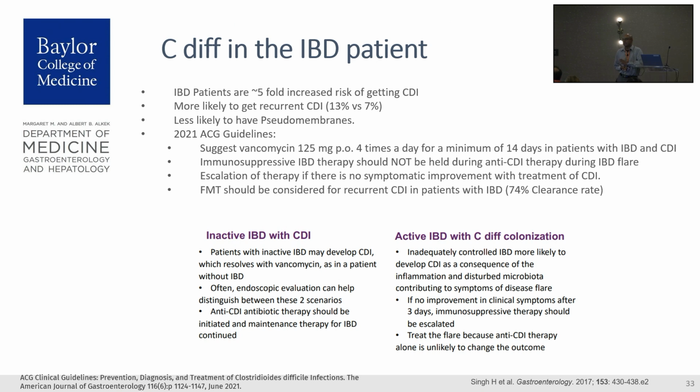But if you have an active IBD patient, like an active UC flare, hospitalized patient, and C. diff comes back positive, which one would you treat? You start with PO vancomycin, but within 72 hours, if there is no improvement, you escalate the therapy. If the patient is already on IV methylprednisolone, go for Remicade or maybe alternative drugs.